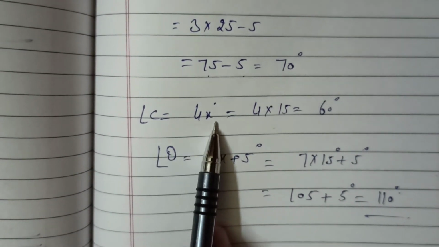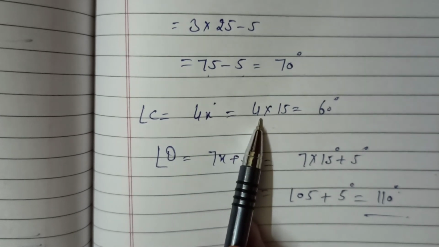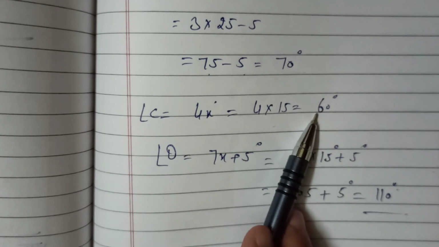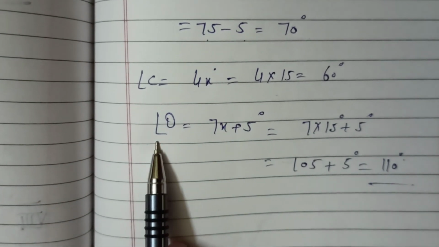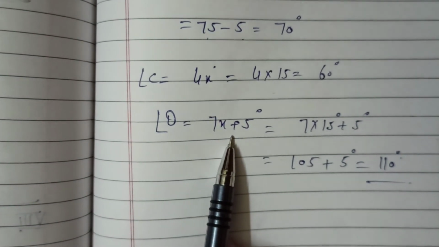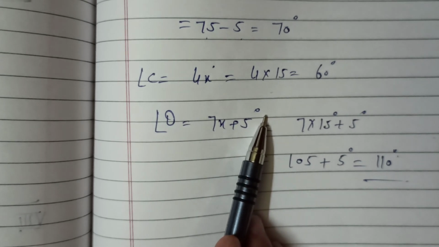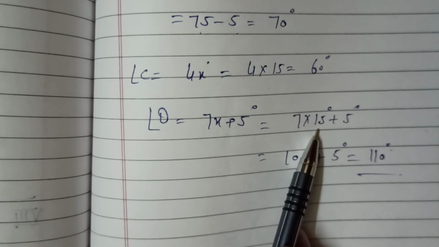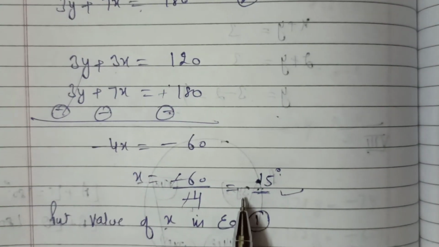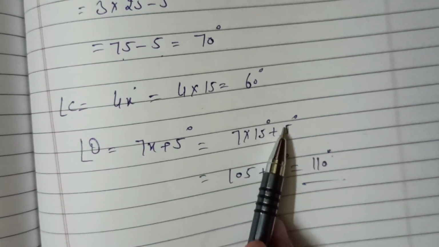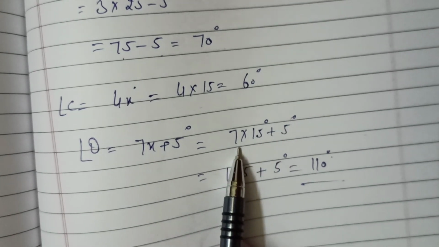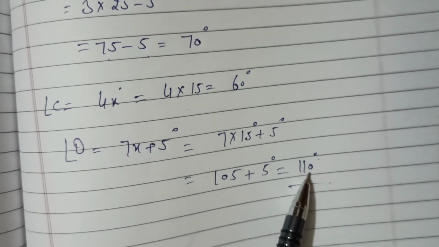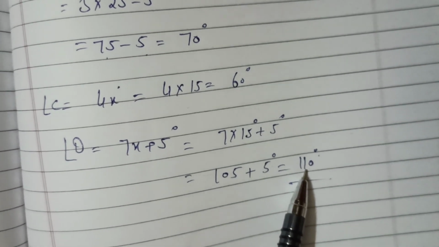Angle C is what? 4x. 4 into x is 15. 4 into 15 is 60 degree. And angle D is what? 7x plus 5 degree. 7, x was 15, plus 5. 7 into 15 is 105 plus 5. It comes out to be 110 degree.